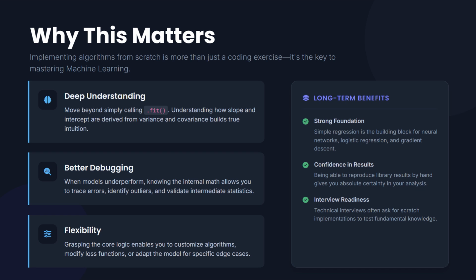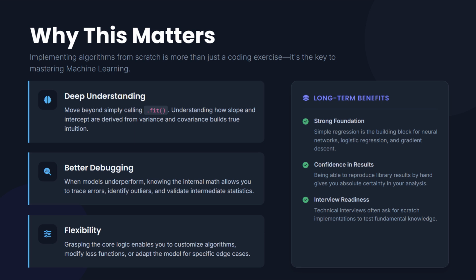Implementing from scratch is not just coding practice, it is the key to mastering machine learning. Three main advantages. Deep understanding. You no longer just call .fit, you know exactly how slope and intercept are calculated from variance and covariance. Better debugging. When models underperform, you can find outliers, check intermediate values, and fix problems easily. Flexibility. You can now change the algorithm, modify loss functions, or adapt it for any special case.